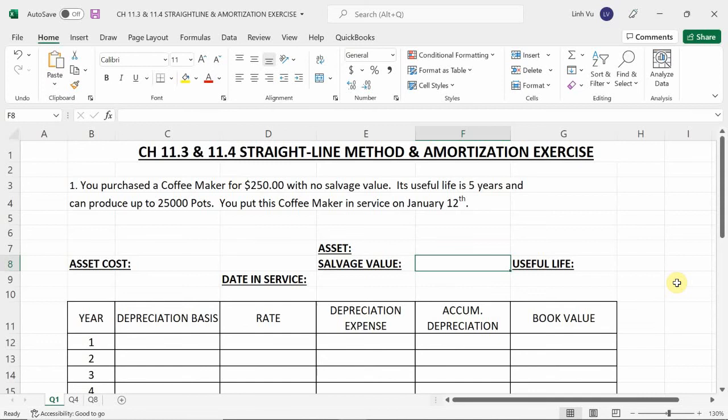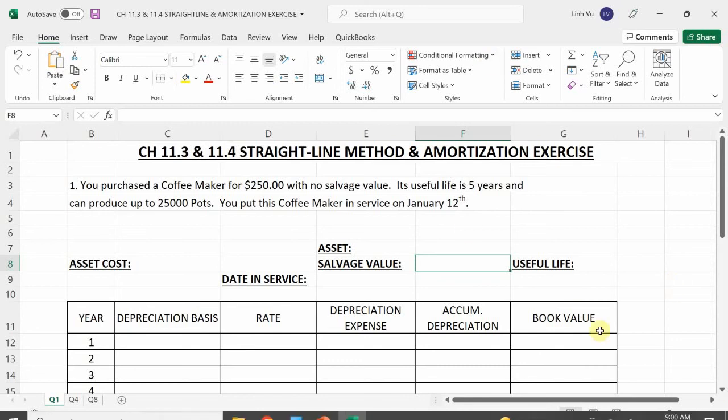You purchase a coffee maker for $250 with no salvage value. The useful life is 5 years, and it can produce up to 25,000 pots. And of course, you place this coffee maker into service on January 12th. So what did we buy?